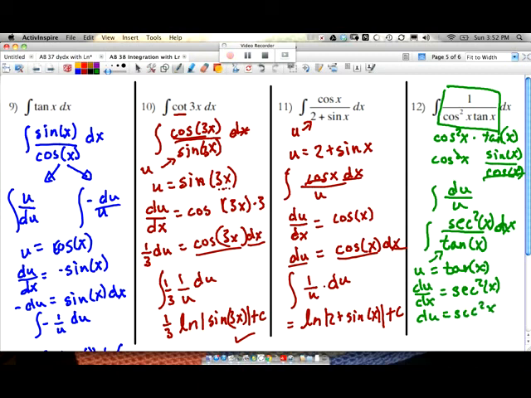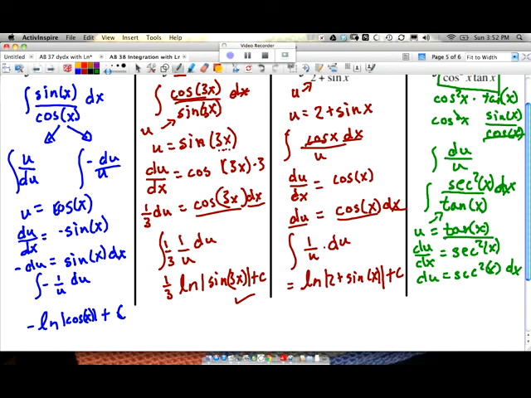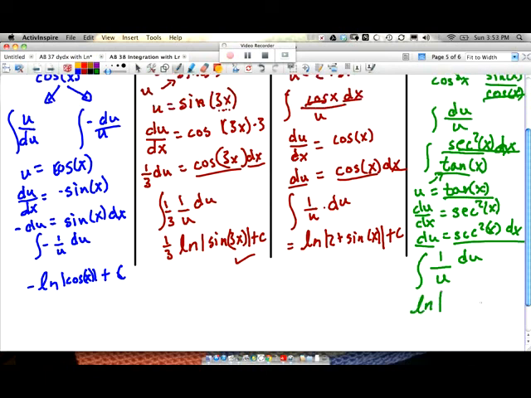Okay, at this point, I have the pieces. I've got u in the denominator and du in the numerator. So I'd have 1 over u times the du in the numerator. So that's just natural log, absolute value of u, which in this case is tangent x, plus c.